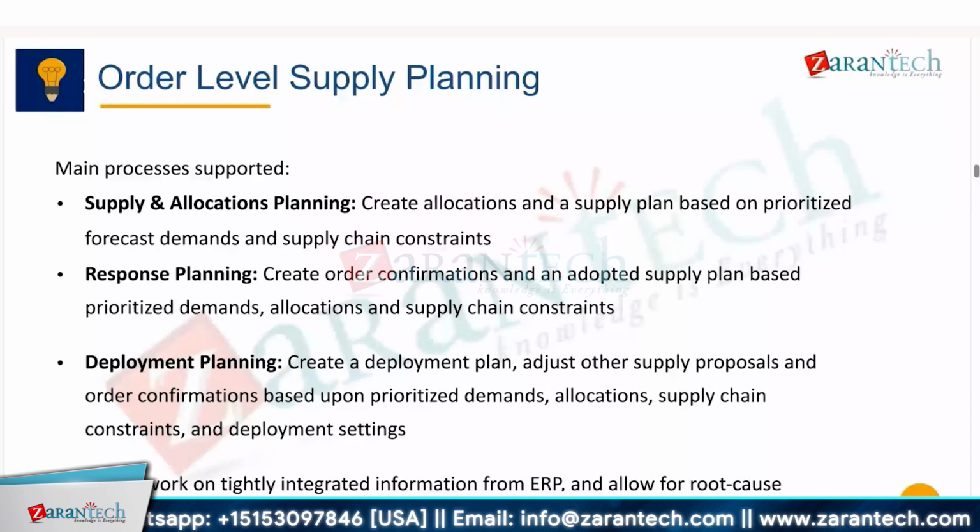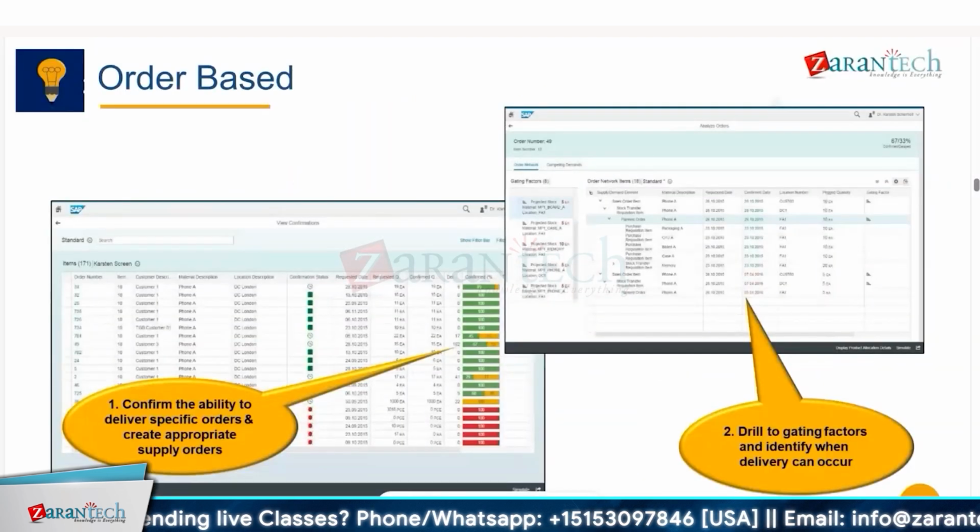This whole process works on tightly integrated information from the ERP. So as we have seen in the last couple of days, in the graph wherein on the left hand side we have all the processes like ERP, then MRP, which is giving the inputs to the IBP, and IBP is processing the data and giving the meaningful output. So all these processes are tightly bound with each other and they communicate very frequently with each other. Okay, moving on to the next slide.